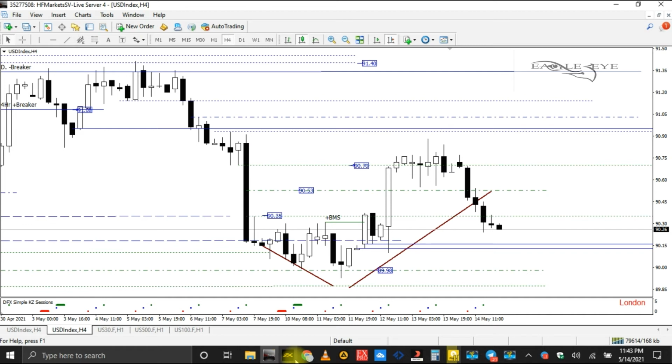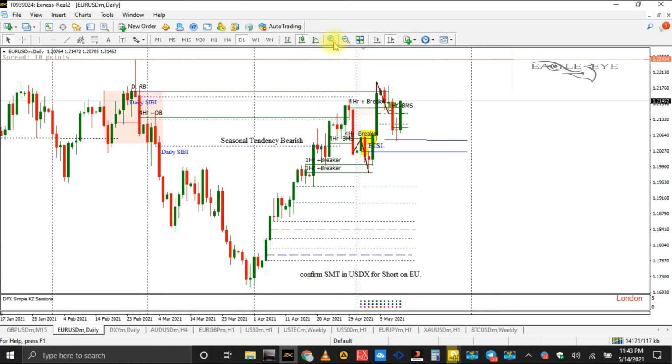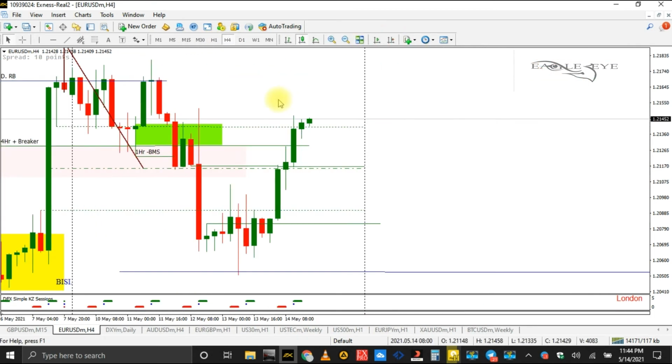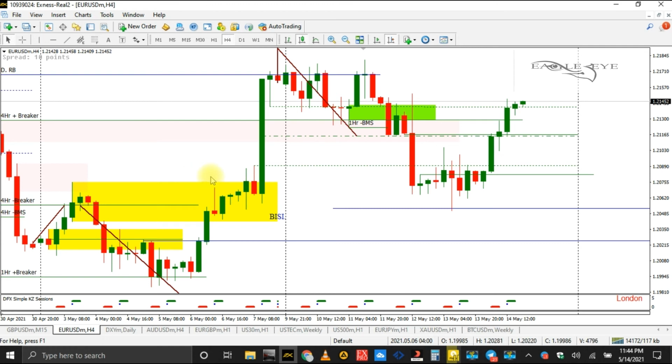So let's go to the EURUSD. It was this volume imbalance plus this fair value gap that I established my points or my bias on. This is the EURUSD. As I said, if the dollar index is bullish, then you should have a bearish EURUSD pair.